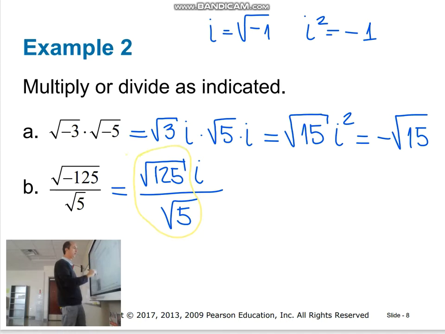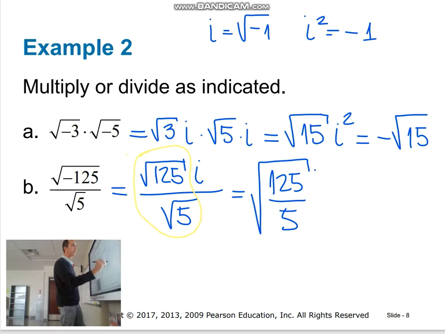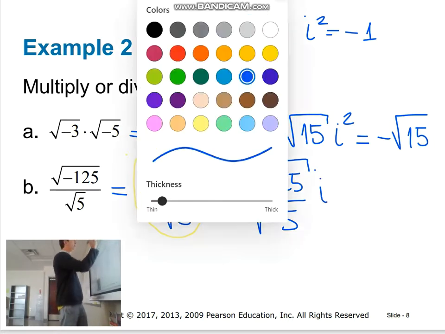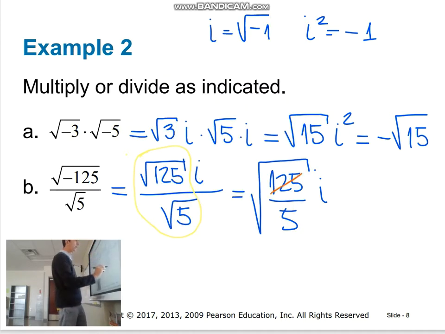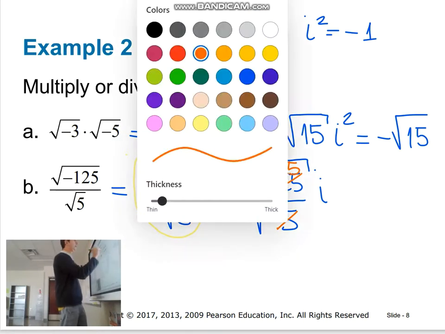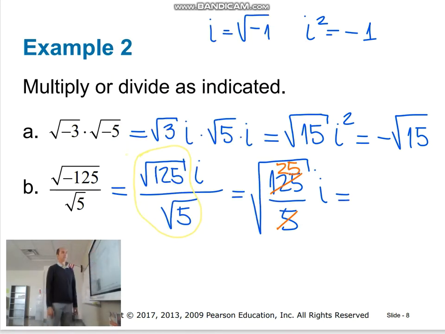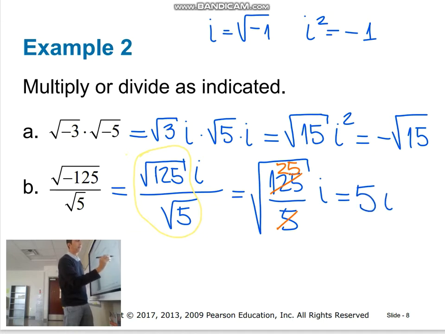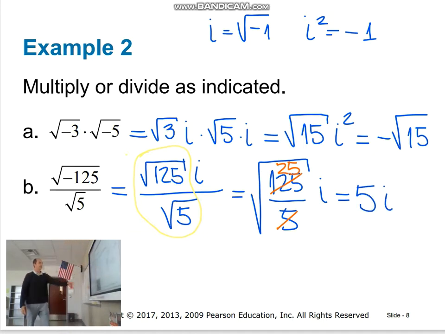We can put this whole thing under the same square root. Remember? Square root of 125 over 5, the whole thing multiplied by i. And this can be simplified because 125 divided by 5 is 25. And what is the square root of 25? Square root of 25, do you remember? Yes, square root of 25 is 5i. This is the answer for letter B.